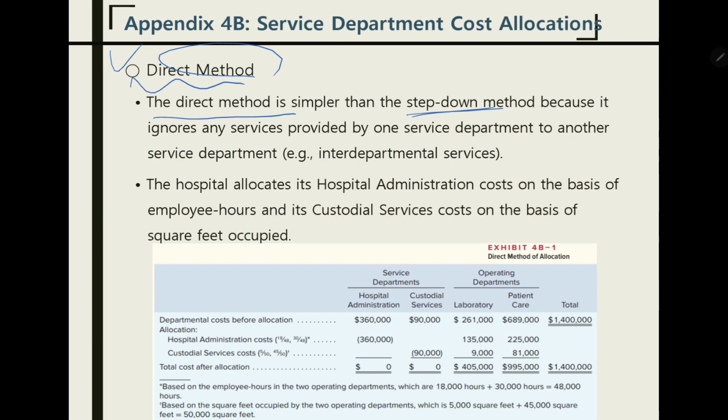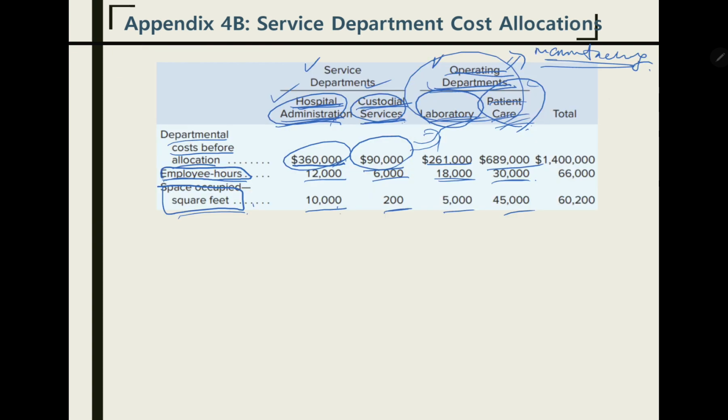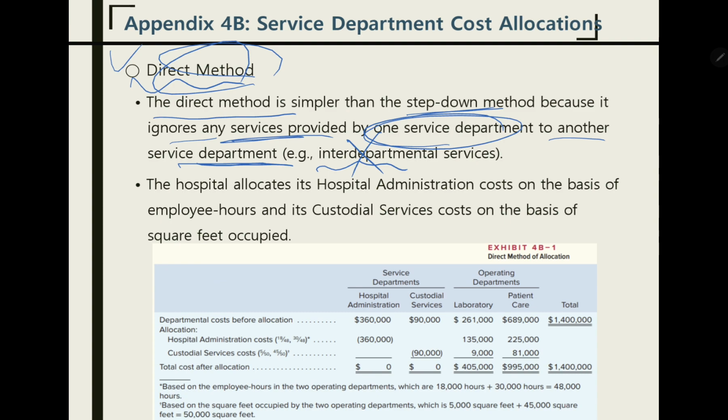Direct method is simpler because it ignores any services provided by one service department to another service department. Okay, so direct method ignores inter-department services. So even though hospital administration and custodial services provide services to each other, direct method ignores this interdepartmental service. So direct method only allocates the service department's cost directly to the operating department.